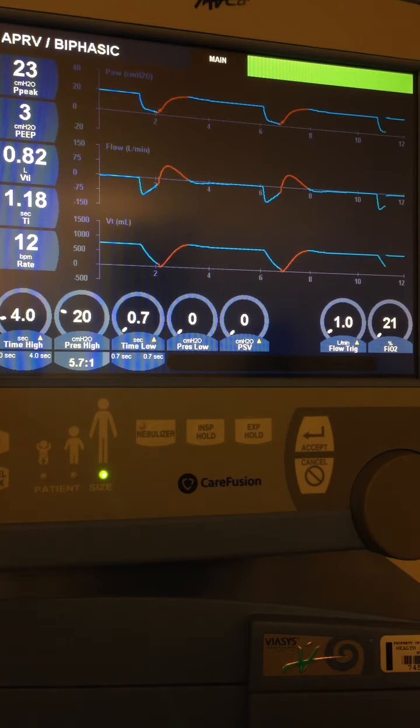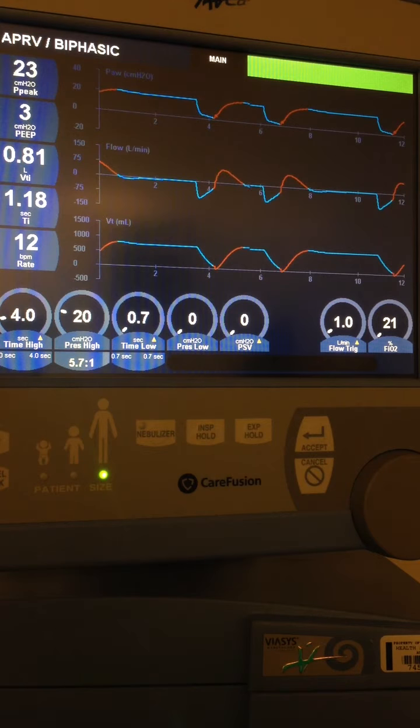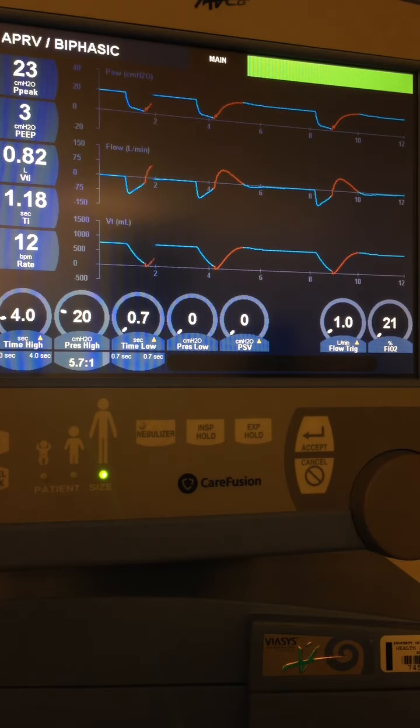These patients, like ARDS patients, pneumonia patients, this is something we can use prior to maybe trying the oscillator or other interventions. So it helps in recruitment and oxygenation. So the settings on APRV are a little bit different at first when you first learn them.